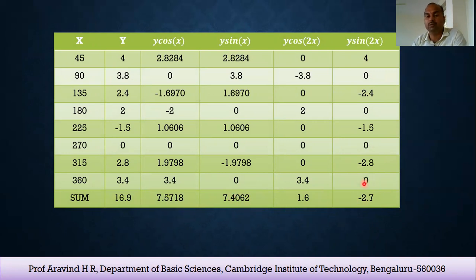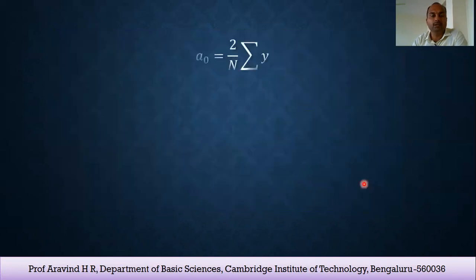So with these values, we are going to find the constants. That is a naught, 2 by n summation y. In this case there are 8 values of x or y. So therefore 2 by 8 into 16.9, so a naught is 4.225.